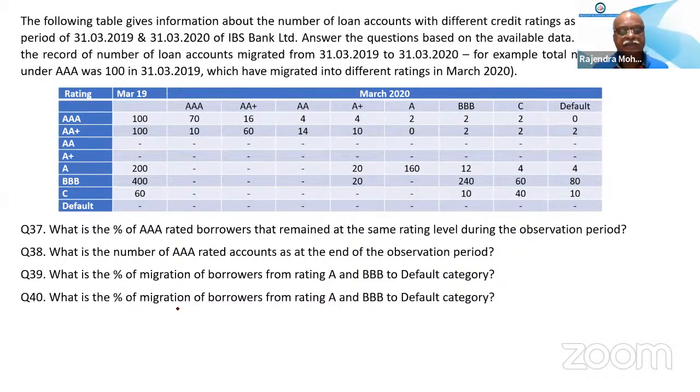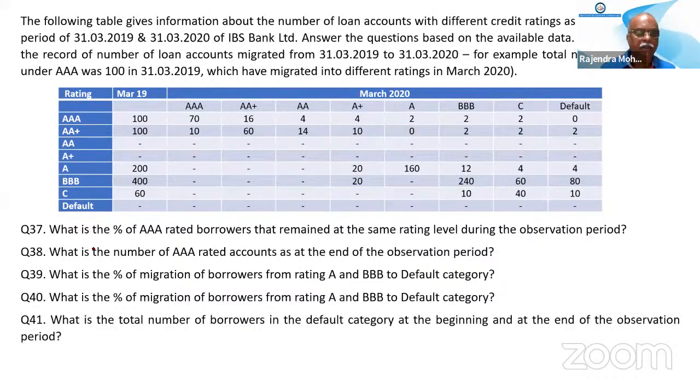What is the percentage of migration of borrowers from rating A? Same thing, we have done it. What is the total number of borrowers in the default category at the beginning and at the end of the period? At the beginning, how much, and at the end, how much? At the beginning, it is 0. There is nothing, so it is 0. And at the end, it is 96. Correct. Simple things these are.